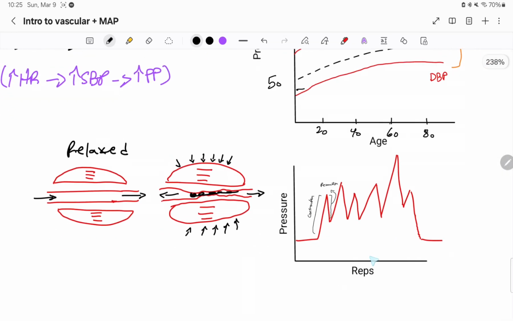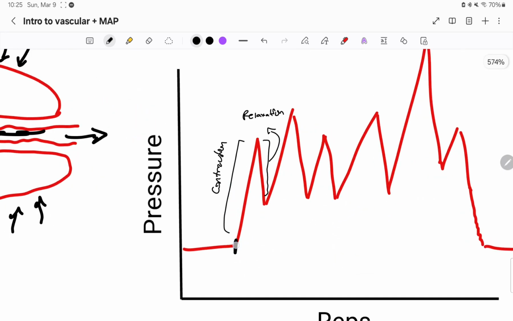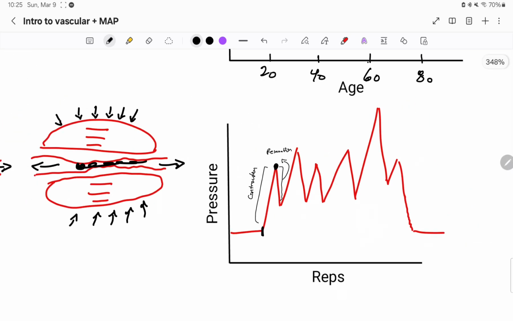Okay? What would that look like if I were to graph it? So let's say I'm doing some sort of repetition exercise, okay? And with each rep, my blood pressure is going to go up and down and up and down and up and down. So here it is. This is the start of the exercise. I do my first rep here, okay? I contract, blood pressure goes up, I relax the muscle, okay?